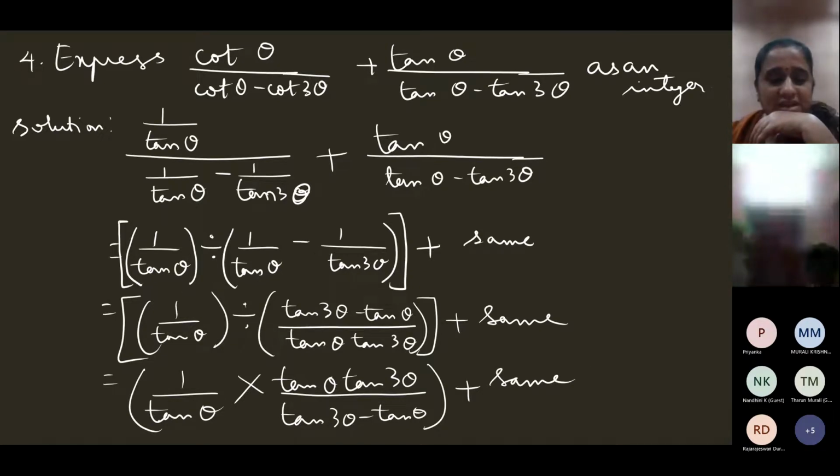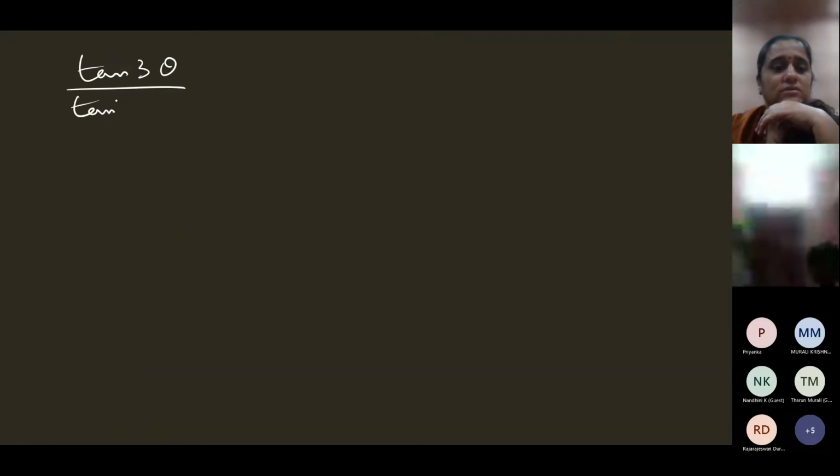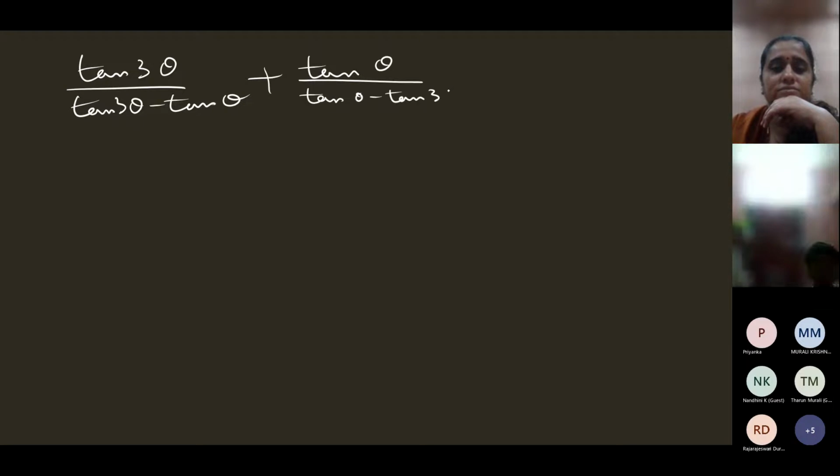Now here, can you see this tan theta and tan 3 theta? They can get cancelled because it's multiplication. Tan theta into tan 3 theta, multiplication. So you can cancel. Tan theta and tan theta gets cancelled. So what do you get? Tan 3 theta divided by tan 3 theta minus tan theta, plus tan theta divided by tan theta minus tan 3 theta.